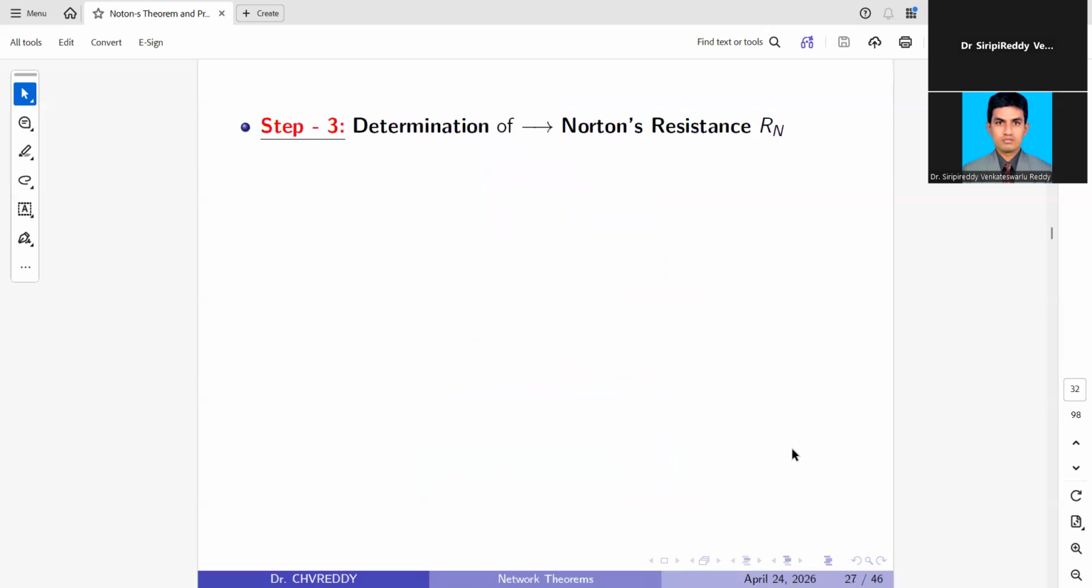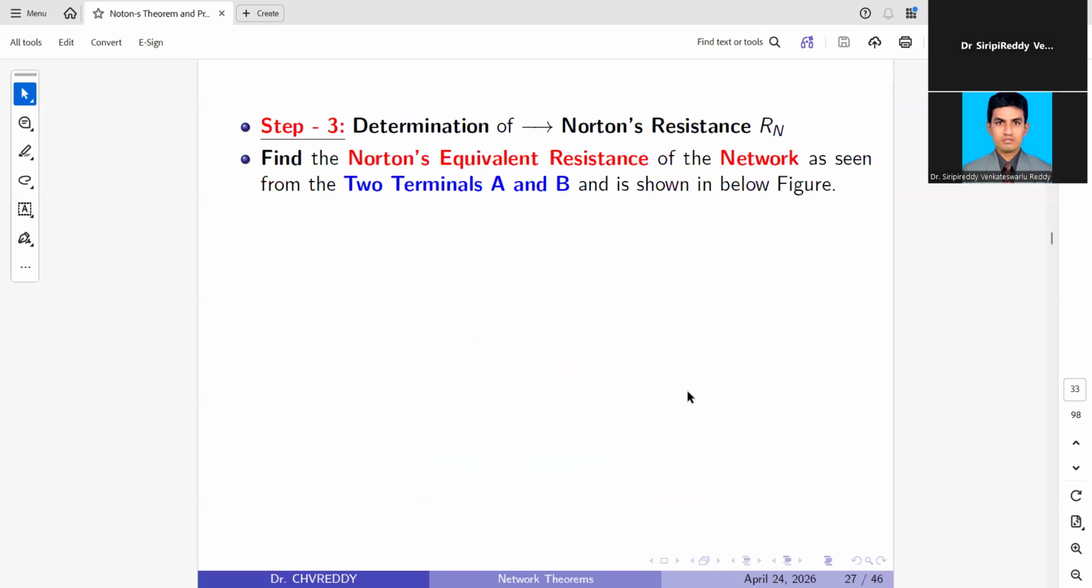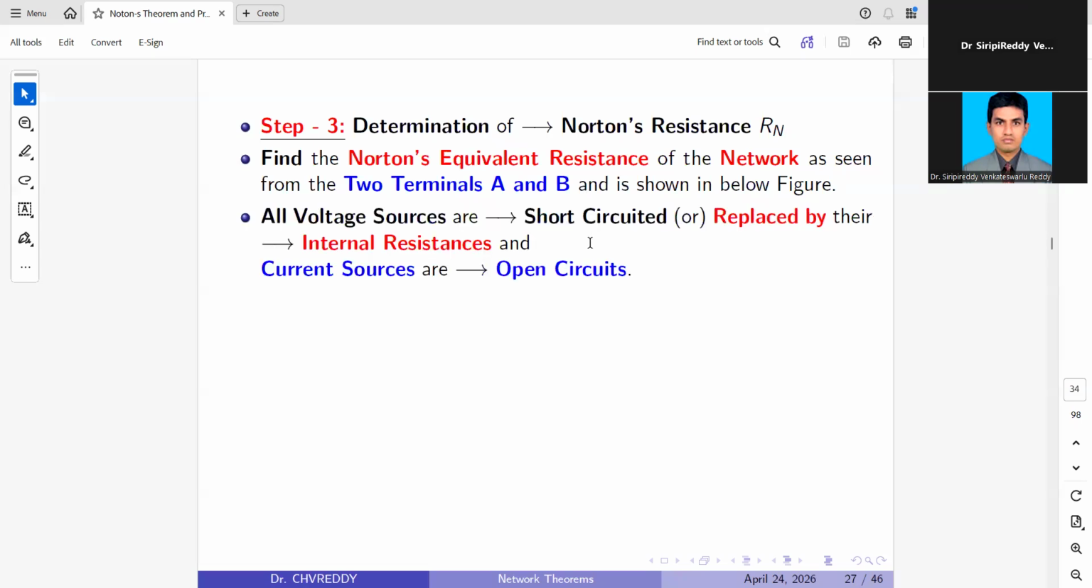Step 3: we are going to determine Norton's resistance. To find the Norton's equivalent resistance of the network as seen from terminals A and B, as shown in the below figure: when calculating the Norton's equivalent resistance, if any voltage sources are there, we can make them a short circuit or replace them by their internal resistances. If any current sources are there, we can make them an open circuit.